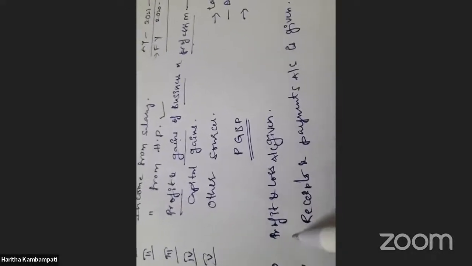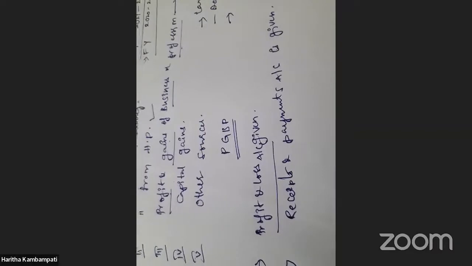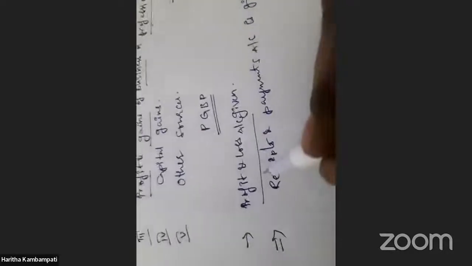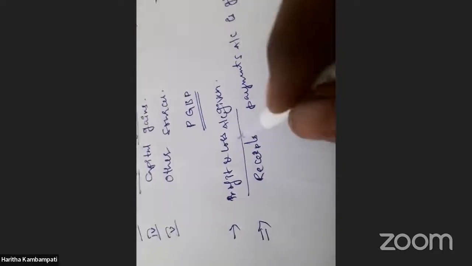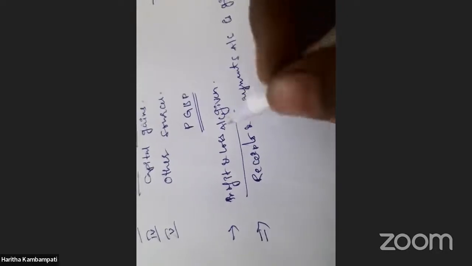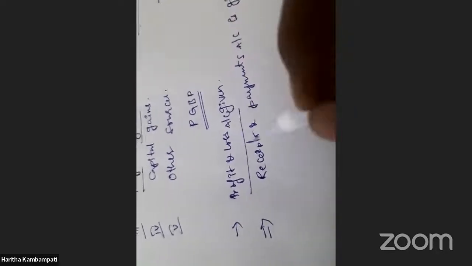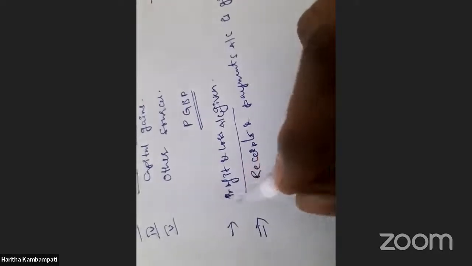Organizations prepare this profit and loss account. Any type of business will prepare it in order to know the profit or loss which they have incurred, which is arising out of their business. They come to know this by preparing the profit and loss account.